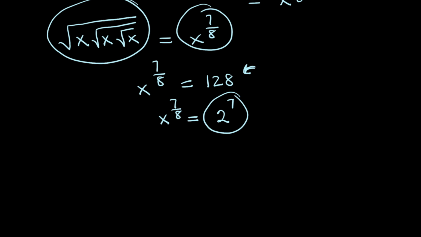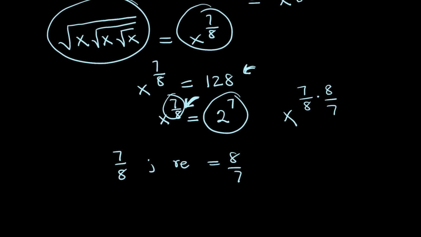What we are going to do now will be to multiply the powers on both sides of the equation by the reciprocal of the power on the variable here. The power we have here is 7 over 8, hence the reciprocal is going to be 8 over 7. We have to do this to convert this power to 1. So it means we have x raised to power 7 over 8, now multiply that by the reciprocal, which is 8 over 7. This cancels this and this cancels this.